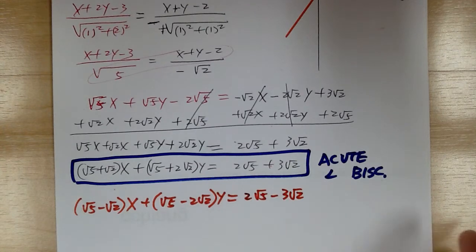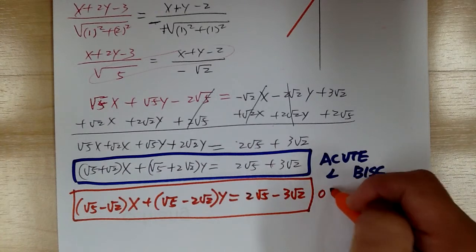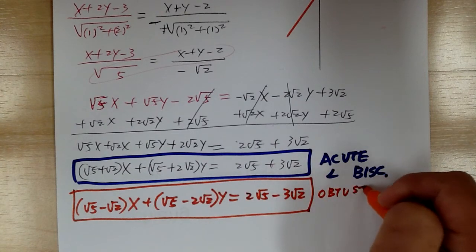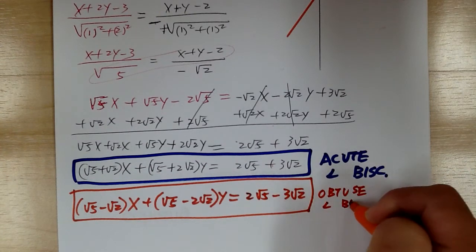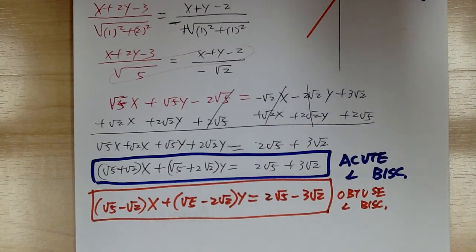Okay, and so that's it for the obtuse angle bisector. And so that's it for number 30. Okay, let's go to number 32.